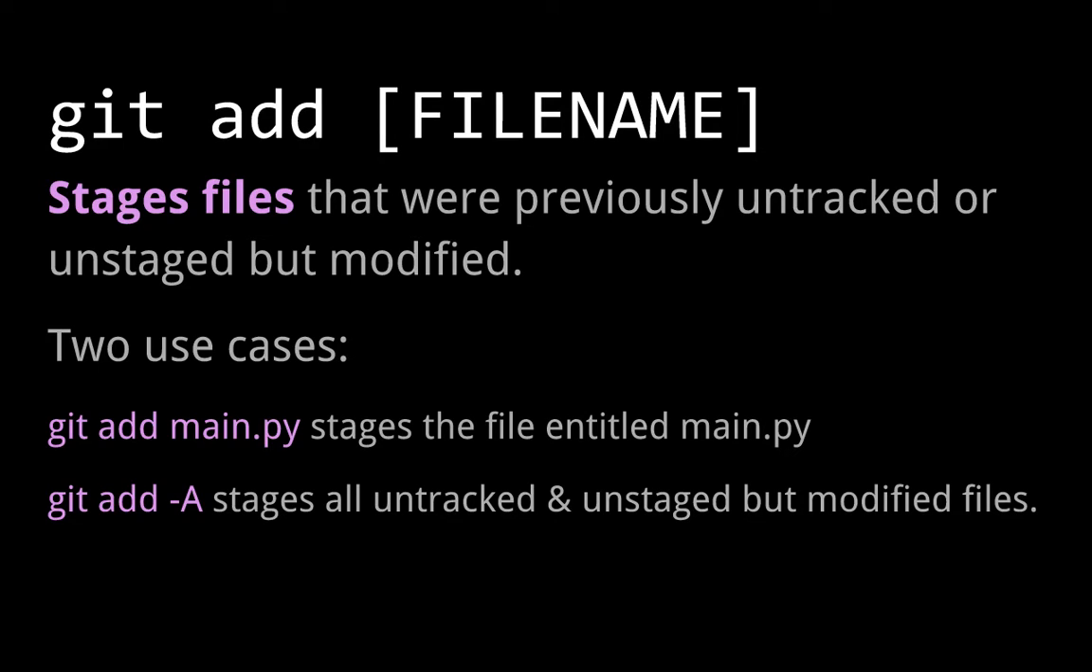Secondly, another instance in which git add can be used is on all untracked and modified files. To do this, you type git add -A into the command line. The -A component of this command is known as a flag.